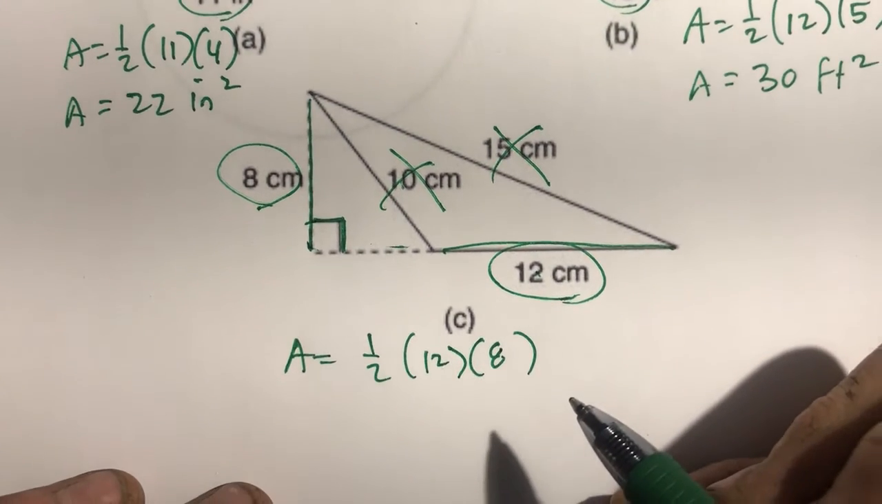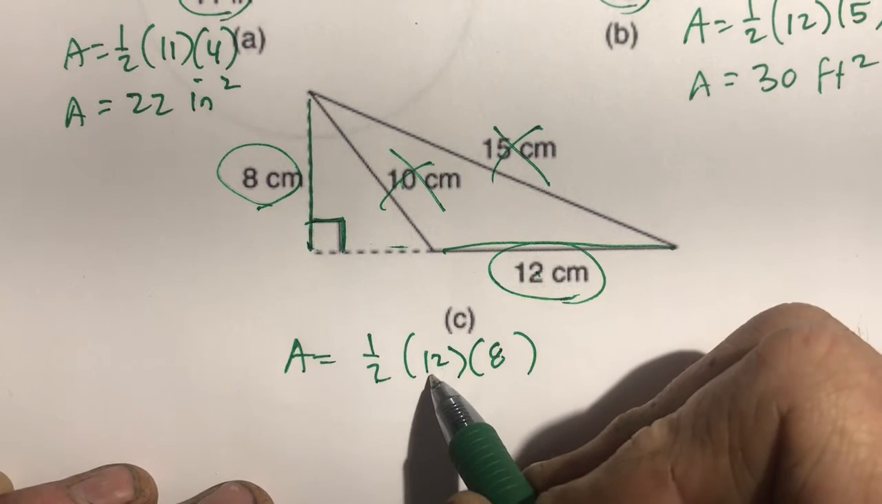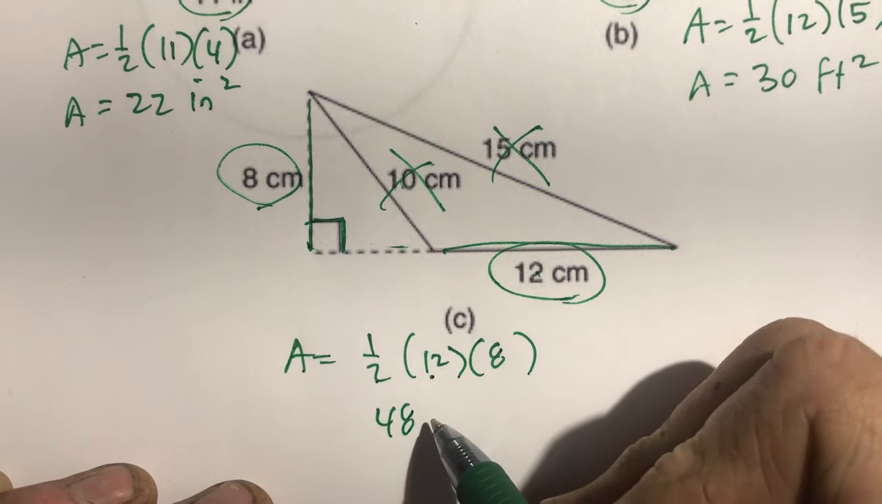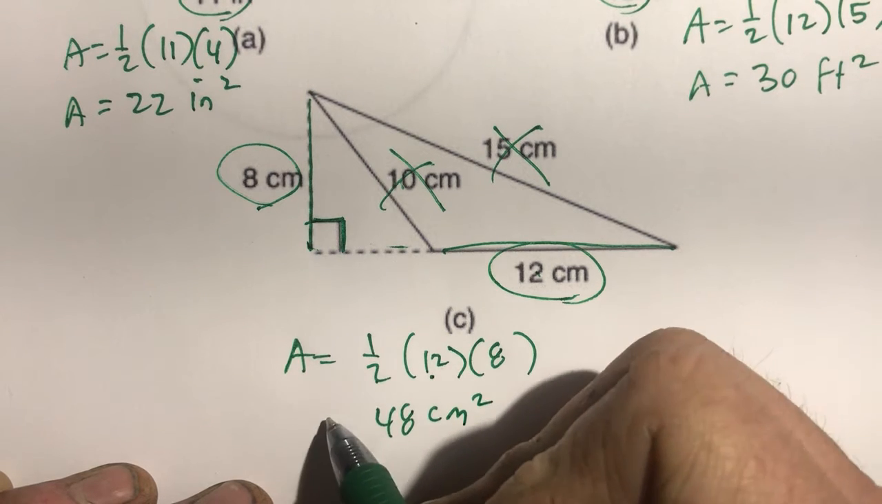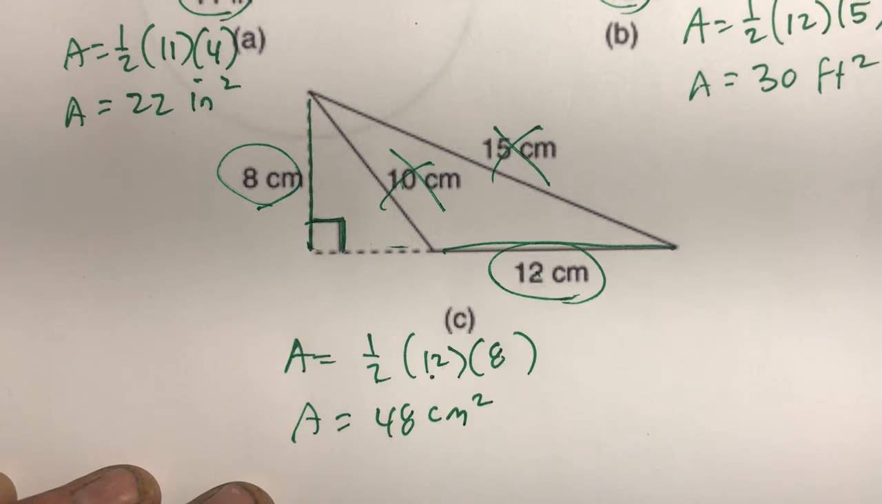Okay. And so 1/2 times 12 is 6, times 8 is 48. 48 square centimeters. That's my area.